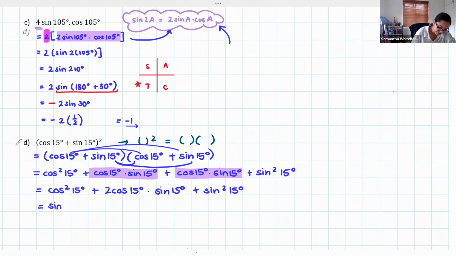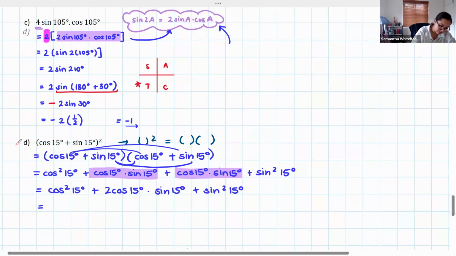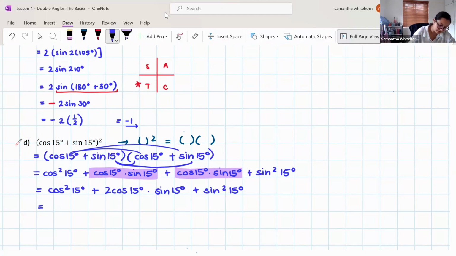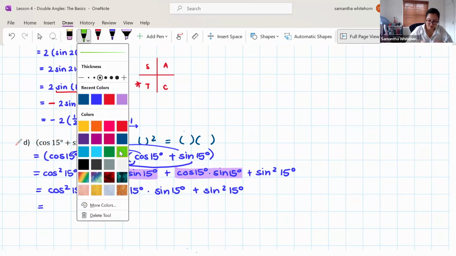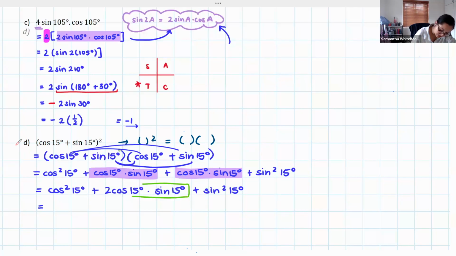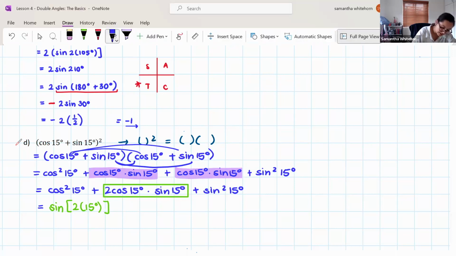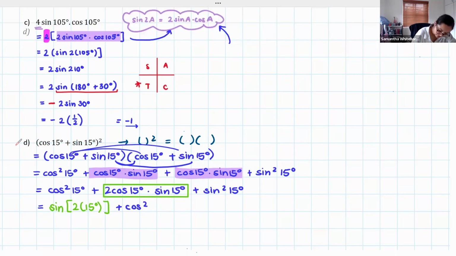Okay, so exactly, we can make this a double angle by applying our identity. So this is now going to become sin of 2 times the angle 15. Perfect. What we still have is the cos squared 15 plus the sin squared 15. Does anyone notice anything about this cos squared 15 plus sin squared 15?